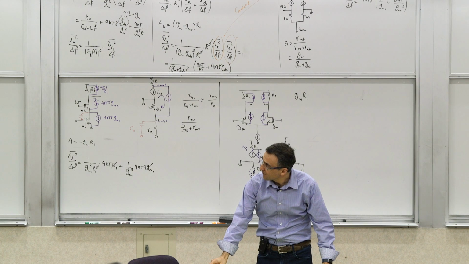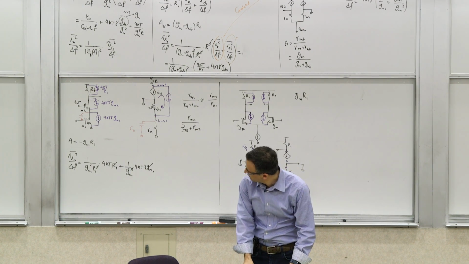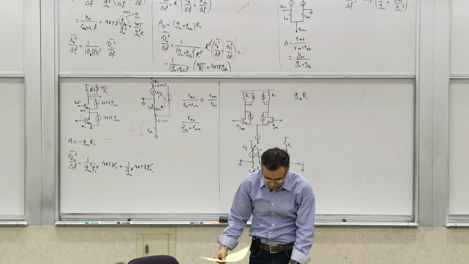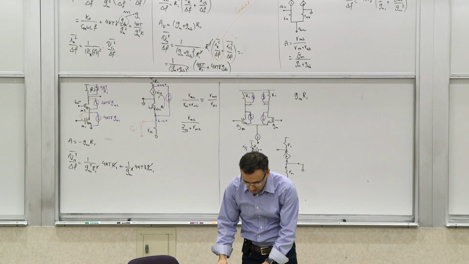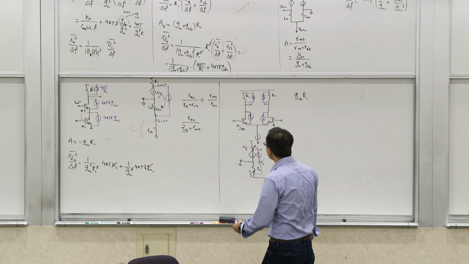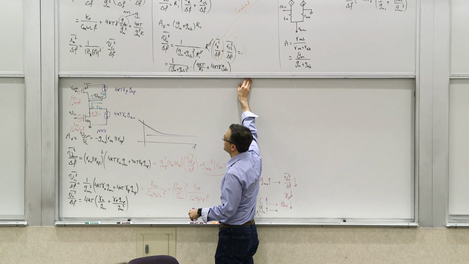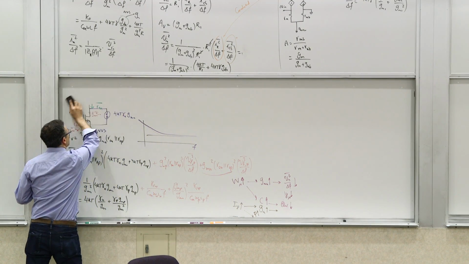Now, let's do a quick numerical example, which I think is helpful to see another concept that's important. So we've done everything parametrically so far. Let's do something numerical. So let's take this, erase that.